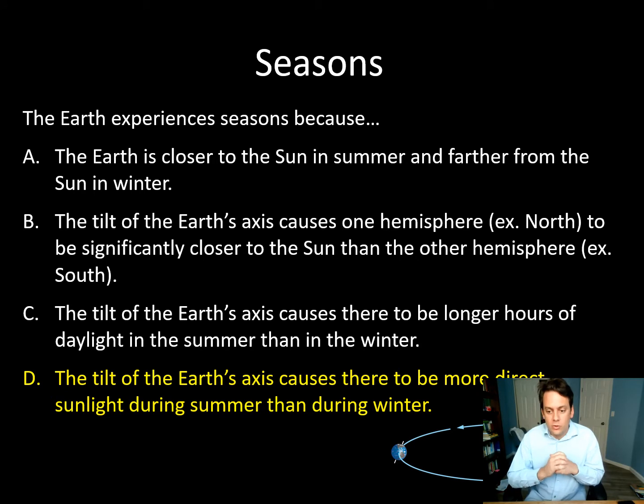The reason that the Earth experiences seasons is that the tilt of the Earth's axis causes there to be more direct sunlight incident on the Earth during summer than in winter. And of course, when summer and winter are depends upon where you are on the Earth, right? And we'll talk about this in a little more detail in the next couple of slides. But obviously when it's summer in the northern hemisphere, it's winter in the southern hemisphere and vice versa. So let's dig into this a little bit further.